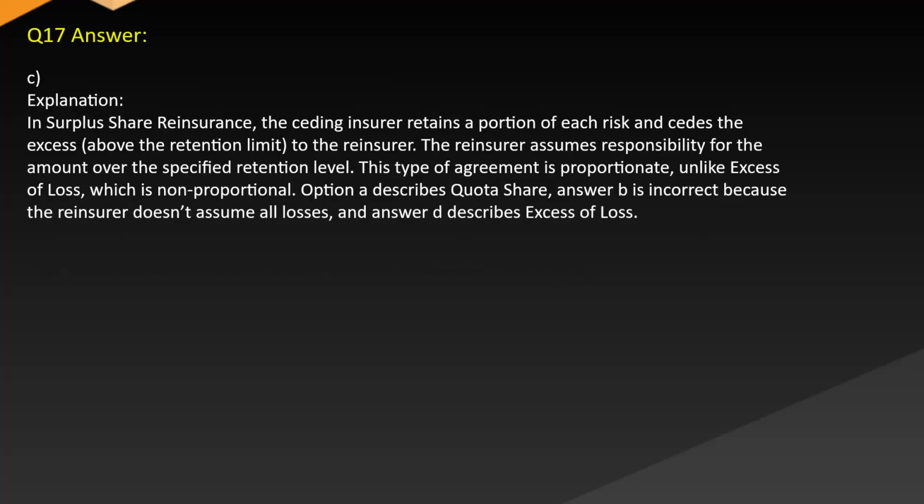Answer: C. Explanation: In surplus share reinsurance, the ceding insurer retains a portion of each risk and cedes the excess above the retention limit to the reinsurer. The reinsurer assumes responsibility for the amount over the specified retention level. This type of agreement is proportionate, unlike excessive loss, which is non-proportional. Option A describes quota share. Answer B is incorrect because the reinsurer doesn't assume all losses, and answer D describes excessive loss.